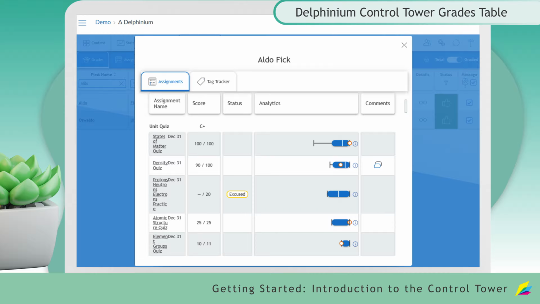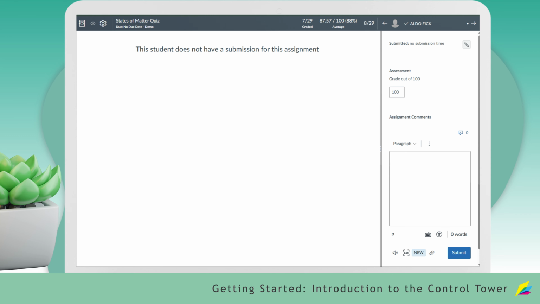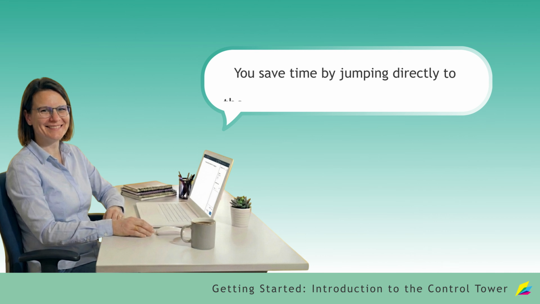Delphinium also helps you do more in less time with assignment shortcuts. By itself, Canvas can feel like a click labyrinth. It takes way too many clicks to get to the user interface you need. But with the control tower details view, if you need to adjust a grade or give feedback, just click on the assignment title and you'll jump straight to Canvas Speed Grader for that specific assignment and student. No more hunting through menus. You save time by jumping directly to the work you need to do and back again.